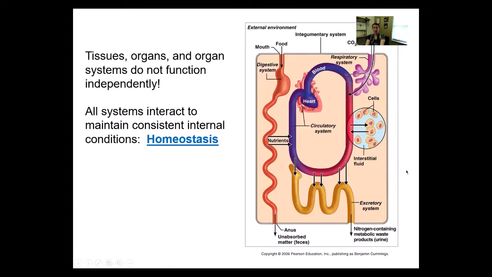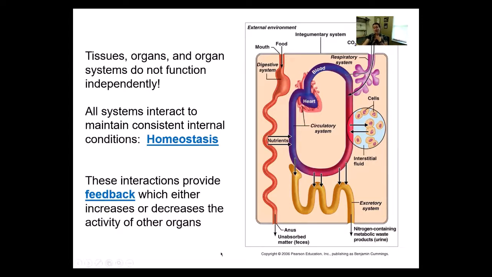All of these systems are working together ultimately to maintain consistent internal conditions. Okay, so we need to have an ideal pH, we need to have an ideal temperature, we need to have just the right amount of calcium, etc. And so this concept is called homeostasis. Okay? And so all of our organ systems are talking back and forth with one another via the nervous system, via hormones, to provide feedback about what is going on elsewhere.